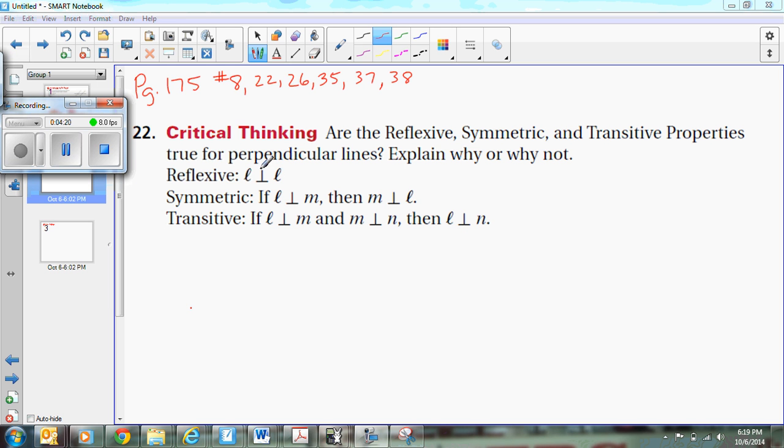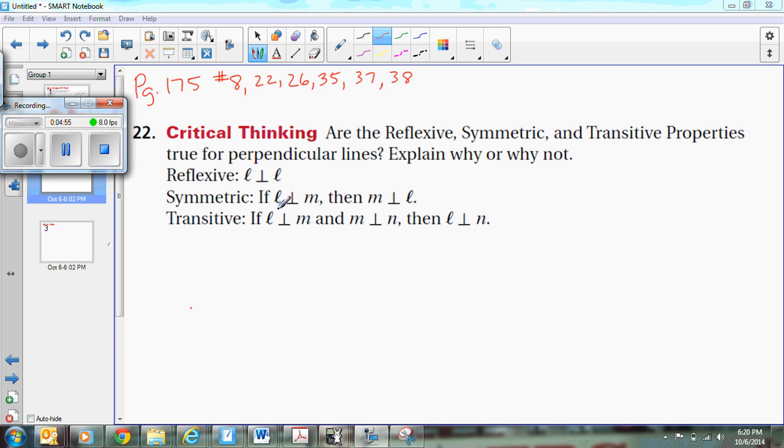So I want you to think about that. Is that possible? If so, say yes. If not, say no, and explain why you think that. And then the same thing with the symmetric property. If I have a line L perpendicular to line M, then can I turn around and say that line M is perpendicular to line L? Decide yes or no. You might want to draw a diagram in your explanation of why or why not. And then finally, is there a transitive property of perpendicularity? Now, a transitive property would always involve 3 or more things.